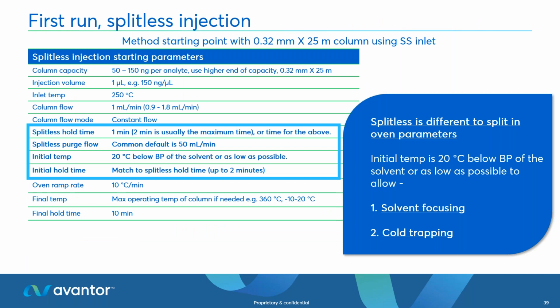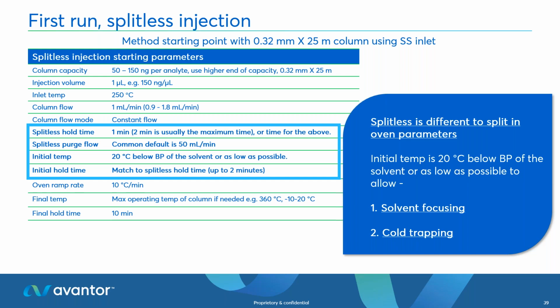Splitless injections are a little more complicated. We have a splitless hold time when we're injecting the sample. This is the time when the split vent is closed and all of the sample is being transferred onto the column. After a certain amount of time, up to 2 minutes, with a standard of maybe 1 minute that's already in the default software method, the split vent opens and there's a purge flow, usually around 50 ml per minute.